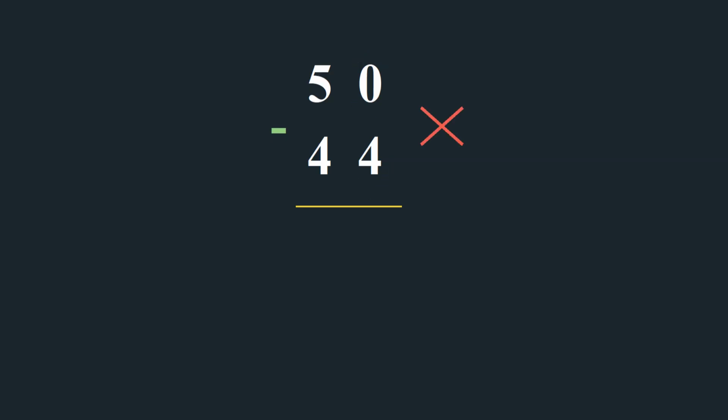0 minus 4. But I can't do it because 0 is smaller than 4. So we must borrow. You go to the 5 in the tens place and borrow 1 from it. So the 0 becomes 10 and 5 becomes 4. Now we have 10 minus 4, which equals 6.